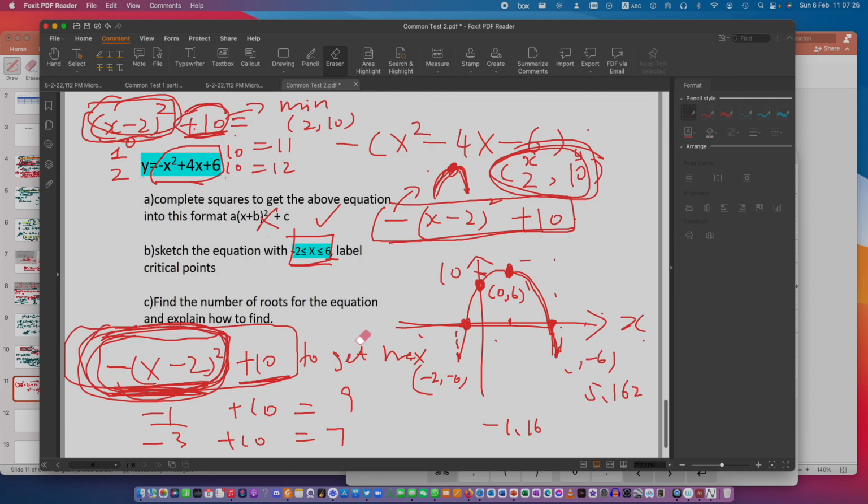Then after that, find the number of roots for the equation. Okay, how many roots? Just by looking at this. There's 3. Which 3? The 3 or 2? 1, 2. Where's the other one? The one intercepting the y. You mean here? Yeah. These are called roots.